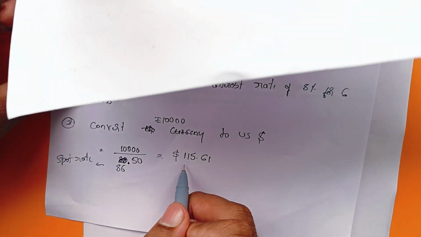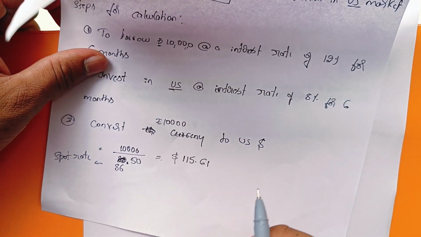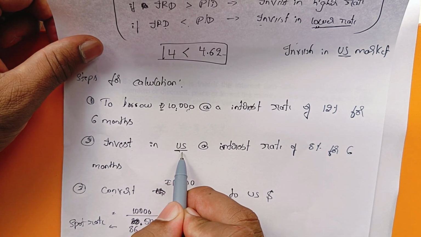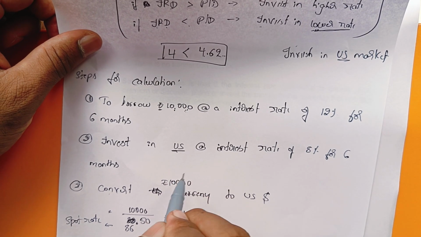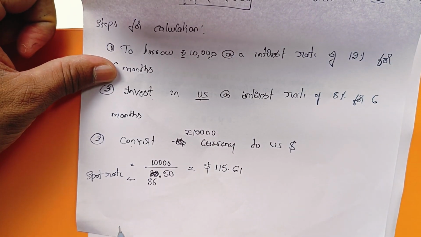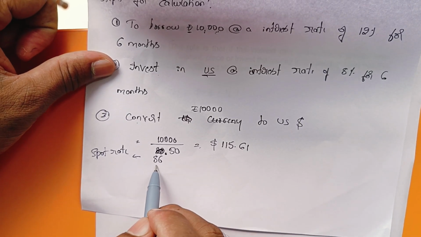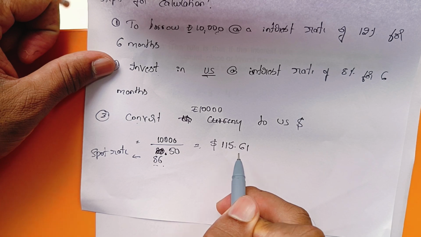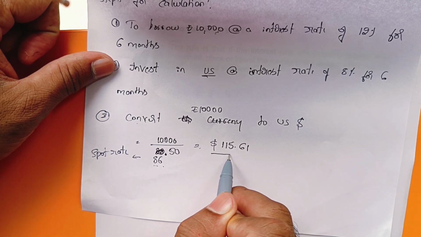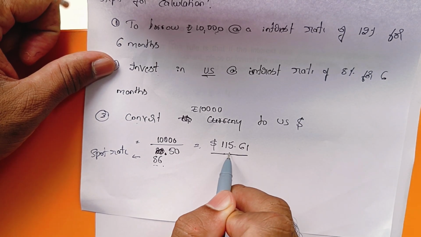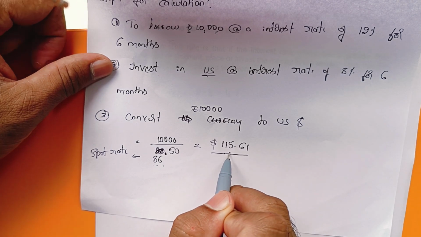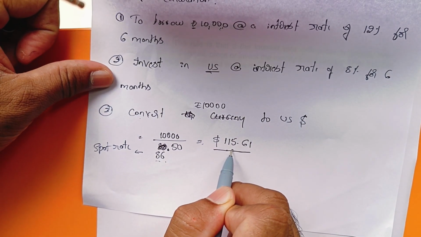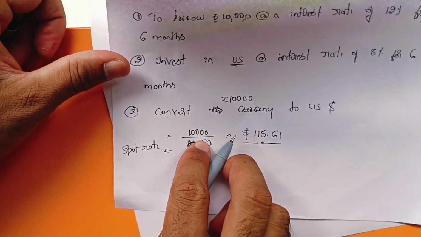To get this 115.61, we made all the calculation. First we borrowed 10,000 from India. When we are investing in the US market, we need to convert the currency. After converting, at which rate do you need to convert? You need to convert at the spot rate. After converting, we got 115.61. This we need to invest in the US market. We converted, and after converting, we will invest. Done. So now we are investing.